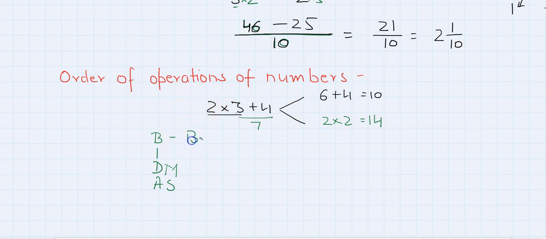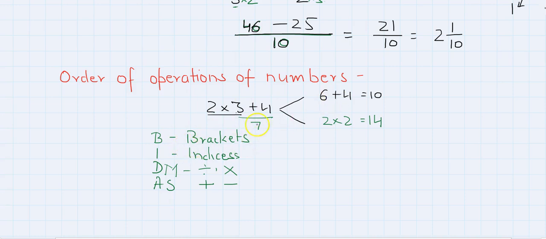B for brackets, I for indices, D for division or multiplication, and A for add and subtract. So as you can see, first we have to open the brackets.